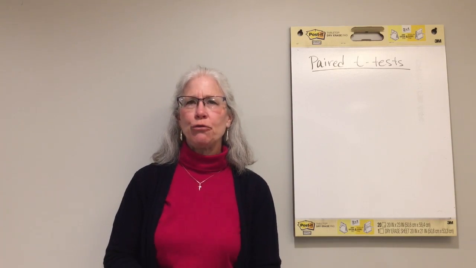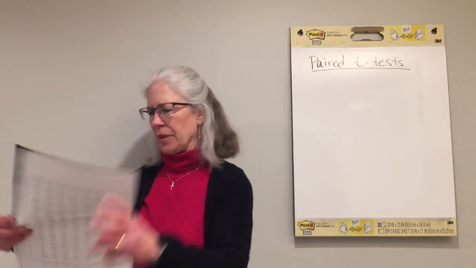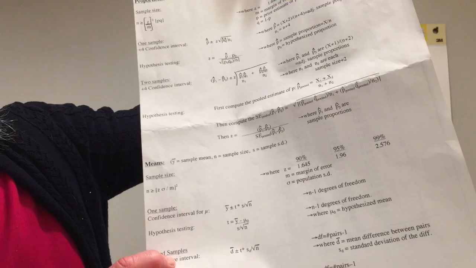Okay, we're at paired t-tests, which are the final two formulas on your yellow sheet. So we are down in the bottom half with means, and we've got paired samples. There's a formula for the confidence interval, and there's a formula for hypothesis testing. So we made it through the entire list.